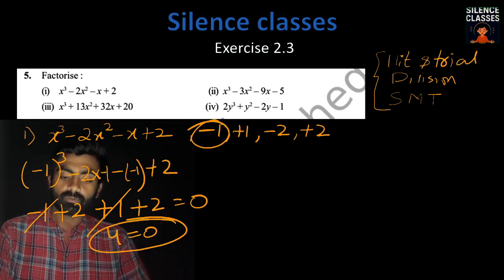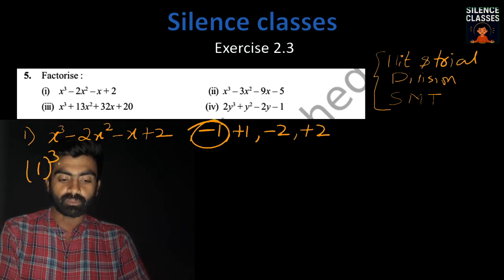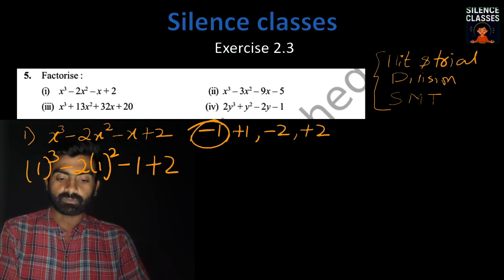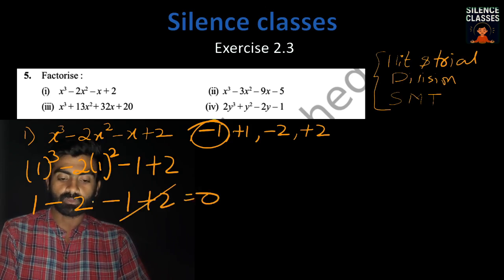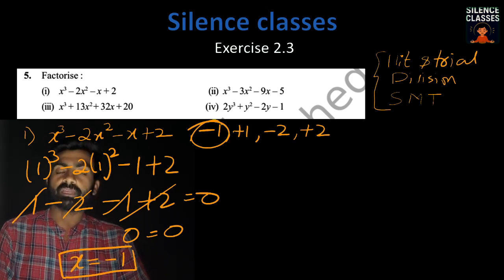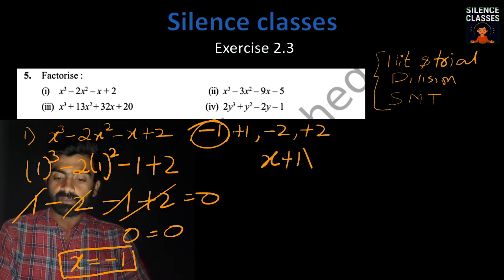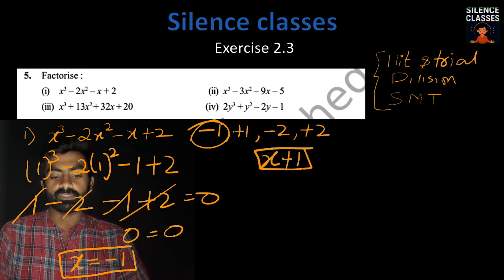Okay, so I'll put 1 over here. Let's check it out by doing 1. If we put 1, we will get 1 to the power cube minus 2 times 1 to the power square minus 1 plus 2. So you will get 1 minus 2 minus 1 plus 2 equals 0. We can cut this out. It means 0 equals 0, so x is equal to 1. By this we can get the factor. We will send it to the right hand side, so it will become x minus 1. That is the first factor of this particular equation.